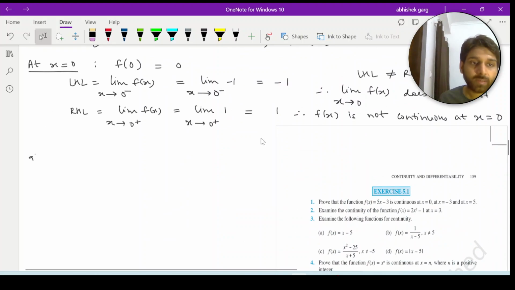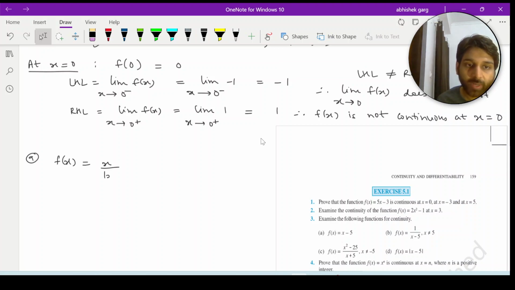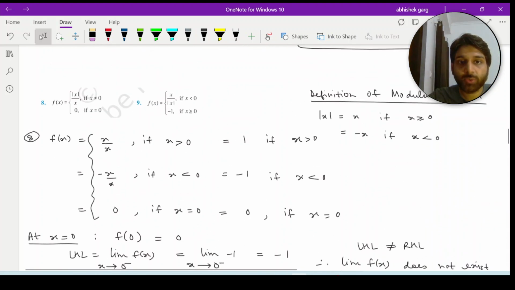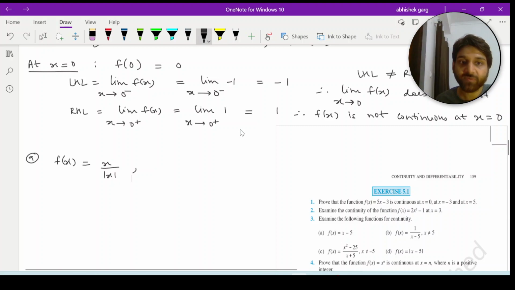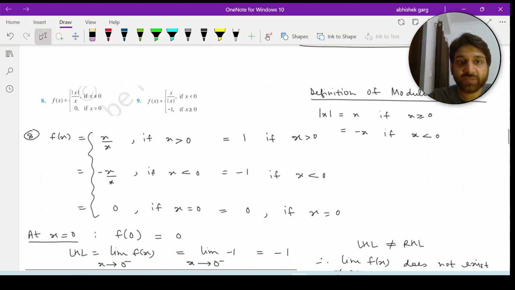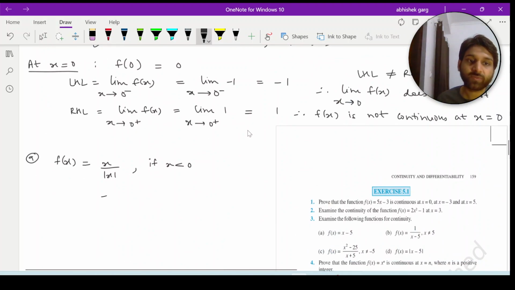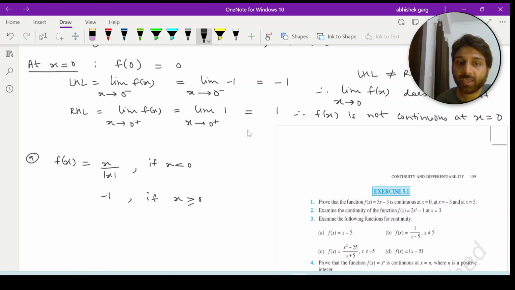So question number 9 is saying f(x) is equal to x upon mod x if x is negative, and the value of f(x) is given as -1 when x is positive, when x is positive and equal to 0 also. When x is equal to 0, then f(x) is equal to -1. So this is how it has been defined.